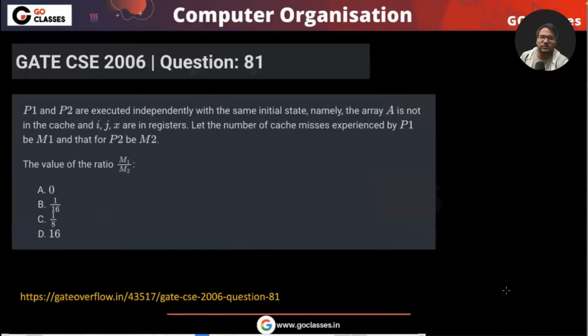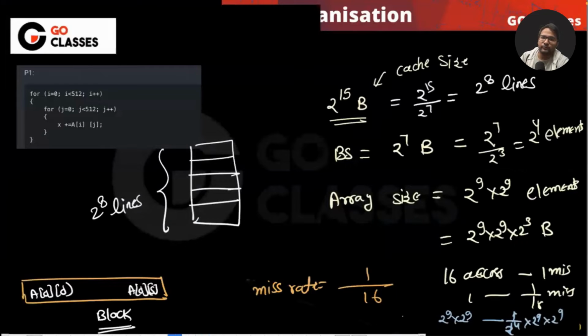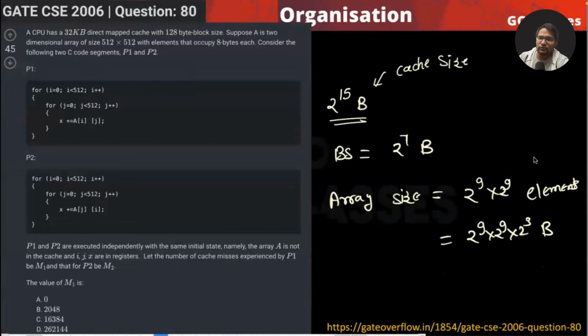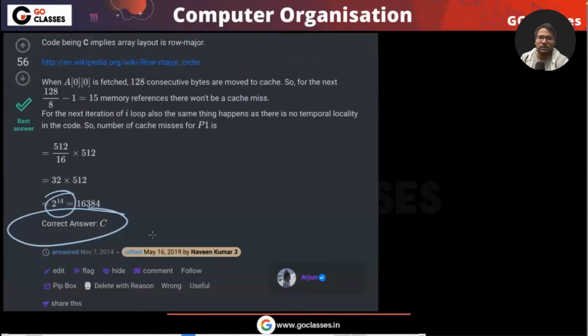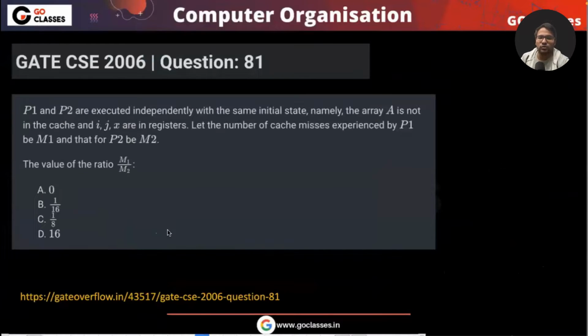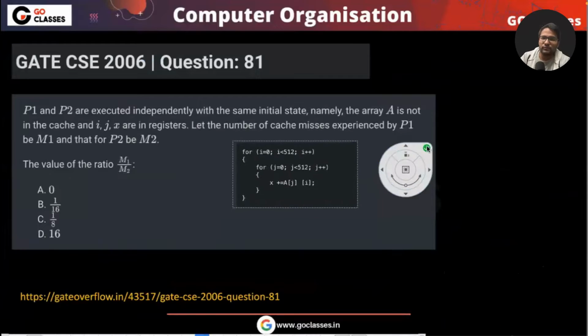There are two questions basically. In the second question, they are asking for loop 2. The second question is related to loop 2. Now see, this is the second question. They are saying you find out M2 also, then M1 upon M2 they are asking. This is the first question. So they asked two questions in the same paper.